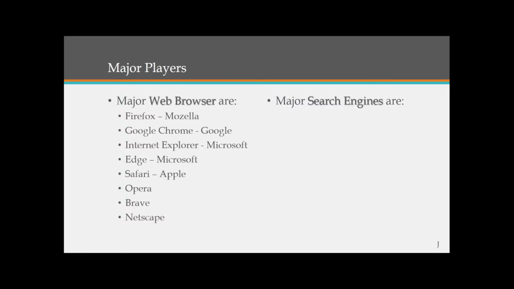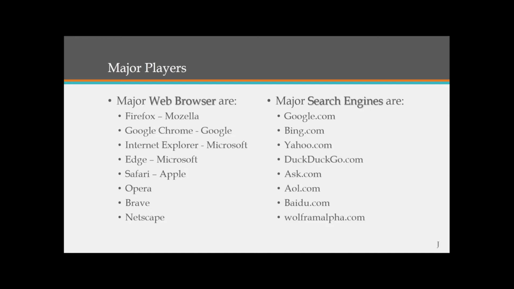Search engines are google.com. One from Microsoft called Bing. One from Yahoo called, guess what, yahoo.com. There's one out there called DuckDuckGo. This one, its claim to fame is it maintains your privacy. It does not collect any data on what you search for or keep records of what you search for. There's one called Ask. AOL has a search engine. Baidu has a search engine, and one called Wolfram Alpha.